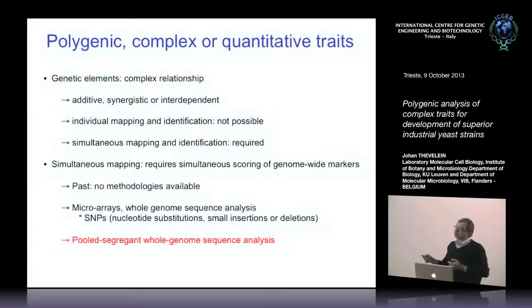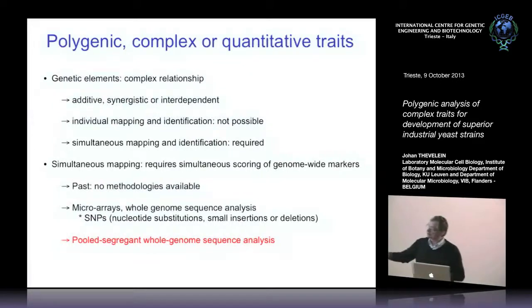And to do simultaneous mapping of different genes located in the whole genome, therefore we need genome-wide markers. We need markers throughout the genome that we can follow in crosses. And in the past, there were no methodologies available to get such markers. Now, after the development of the microarrays, and now with the whole genome sequence analysis, we can use SNPs. We can use single nucleotide polymorphisms, small mutations, basically, as genetic markers covering the whole genome.